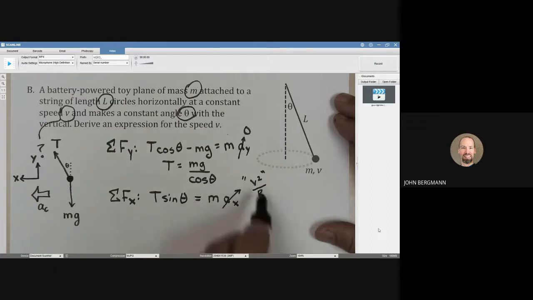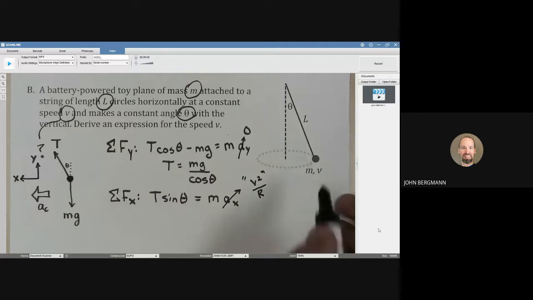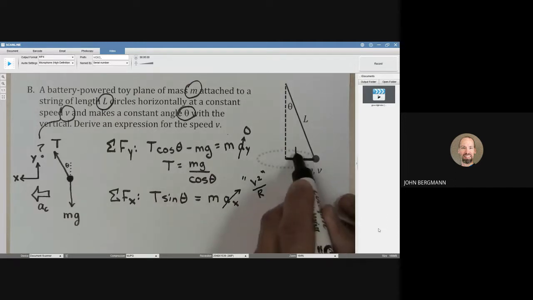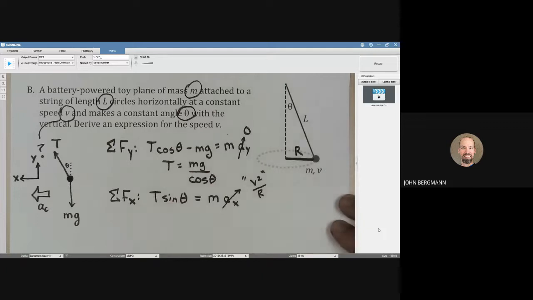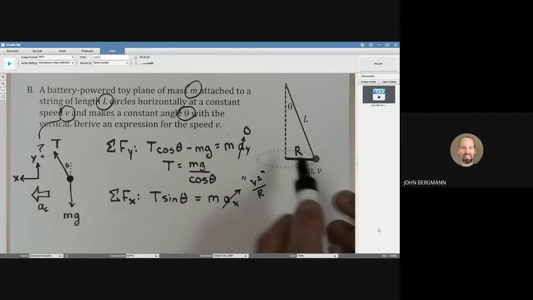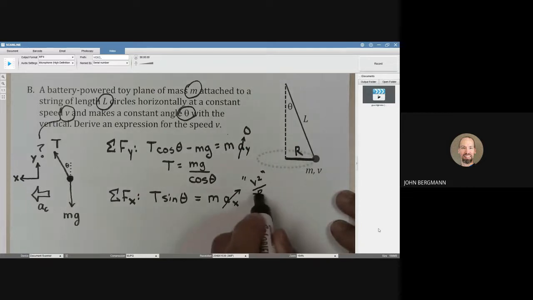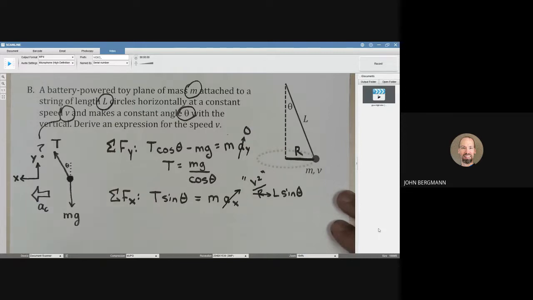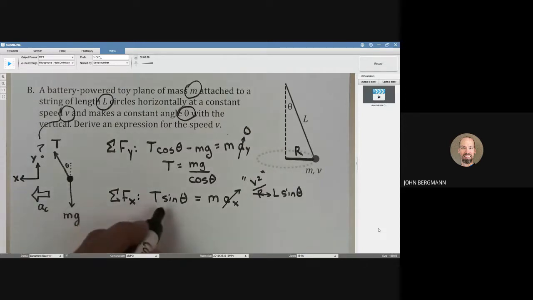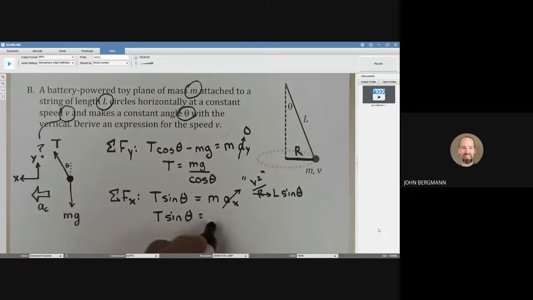Well, the v squared is fine. Nothing wrong with the v squared. But what's r here? Watch my pen here. That's r right there. That's the radius of curvature. And what's that numerically equal to? Isn't it L sine theta? So this denominator here turns into L sine theta. Hope that made sense. All right, well, let's see what we have then. This gives us, I'm just going to spend an extra line here, making sure that we don't make any mistakes. T sine theta equals mv squared over L sine theta.